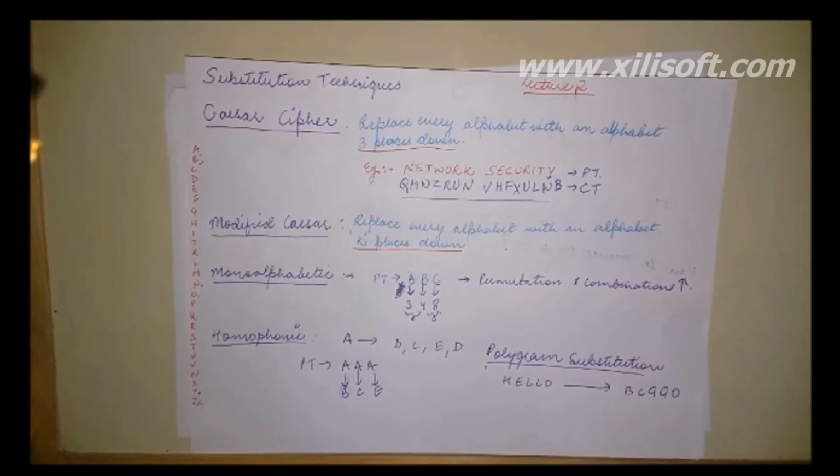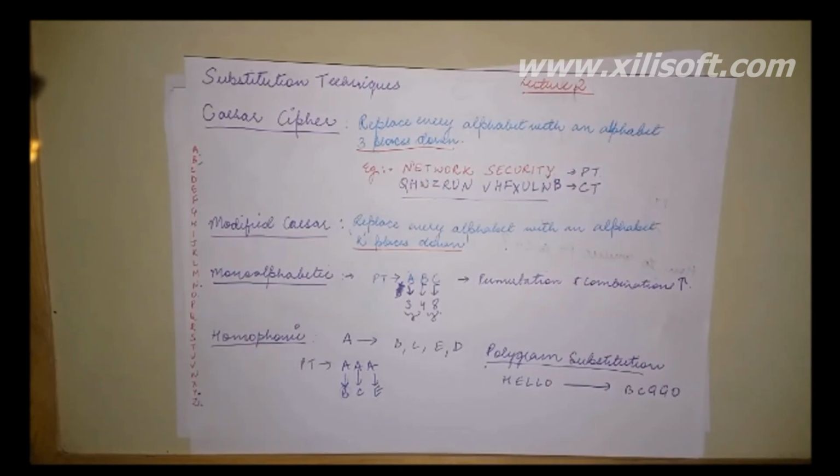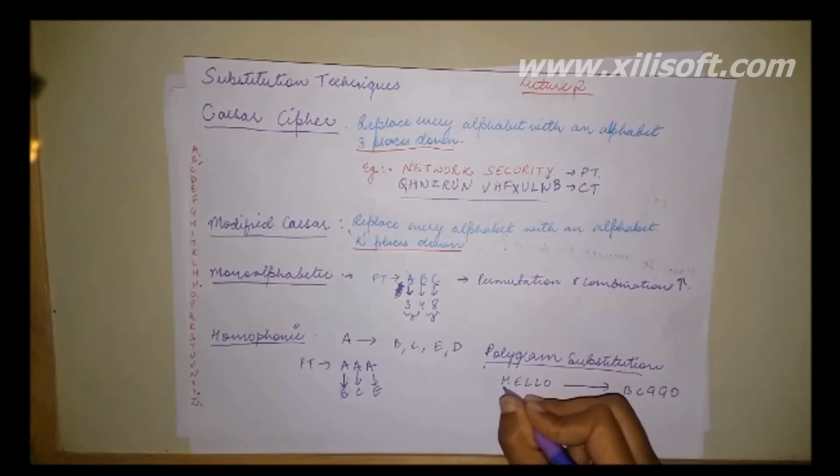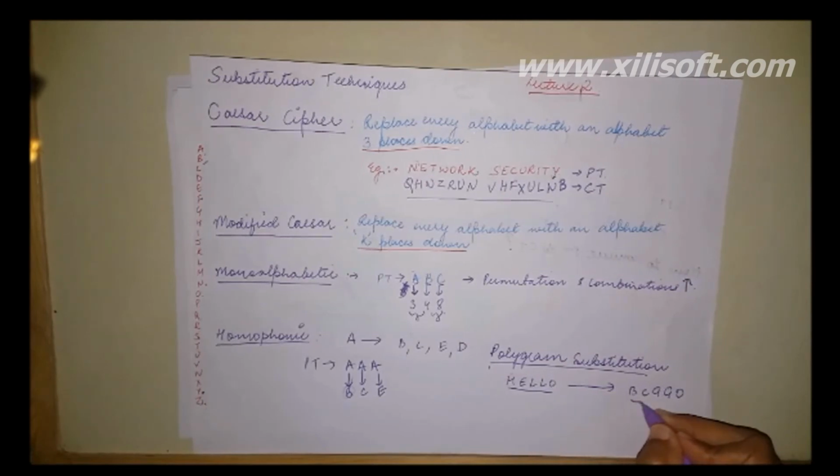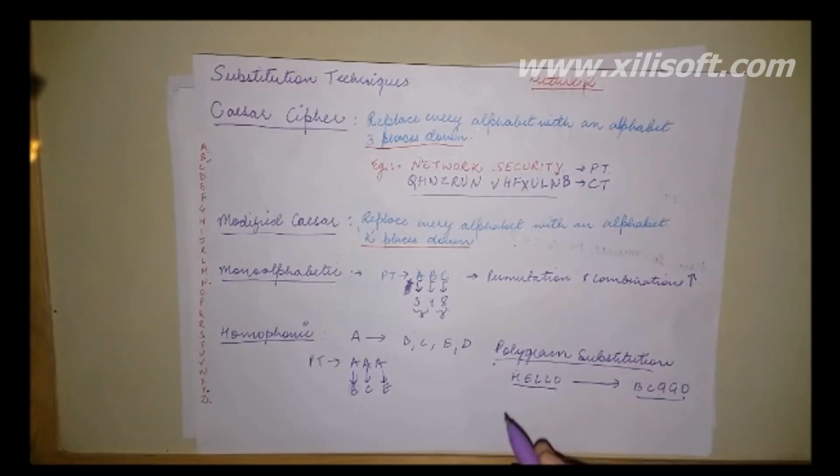Now moving on to our next technique, that is polygram substitution cipher. In this cipher, rather than replacing one plaintext alphabet with one ciphertext alphabet at a time, a block of alphabets is replaced. Like we have a word hello in the plain text. We replace this hello with a block of letters, that is B, C, G, G, O. So in this, rather than replacing alphabet by alphabet, we choose a block of alphabets instead. To be precise, a block of alphabets is replaced.